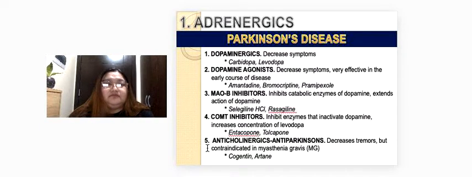Ano yung mga yun? Dopaminergics, carbidopa, levodopa. Alright? Ito yung most common combination of carbidopa and levodopa. They decrease the symptoms. Again, hindi mo nga siya magagamot kasi progressive siya. Alright? Nakokontrol mo lang ang symptoms. Dopamine agonists, very effective, lalo na sa early course ng disease para mabagal ang disease progression. Amantadine, bromocriptine. Yung bromocriptine, it's commonly given.